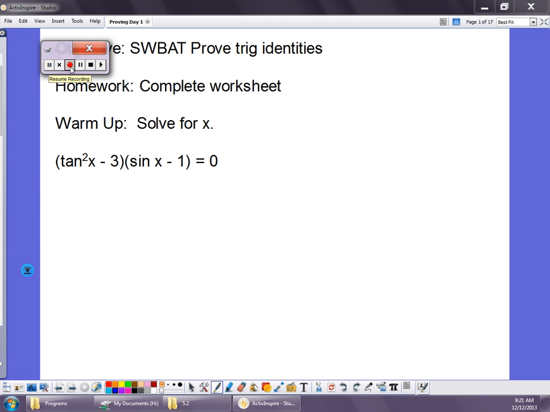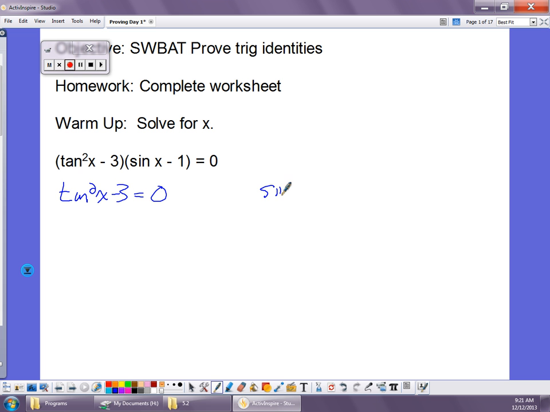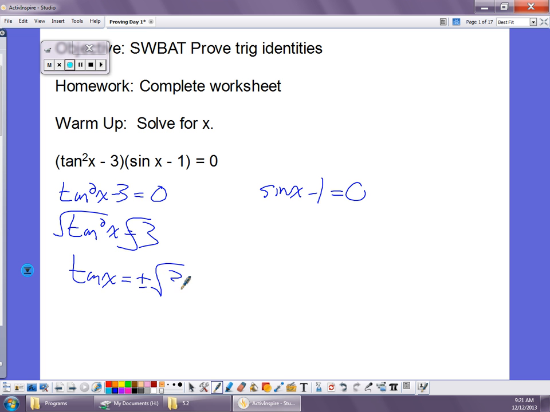All right. So remember, we said each of these separately equal to 0. So tan squared x minus 3 equals 0, and sine x minus 1 equals 0. So we add 3 to both sides, and then I take the square root. So it's plus or minus the square root of 3.